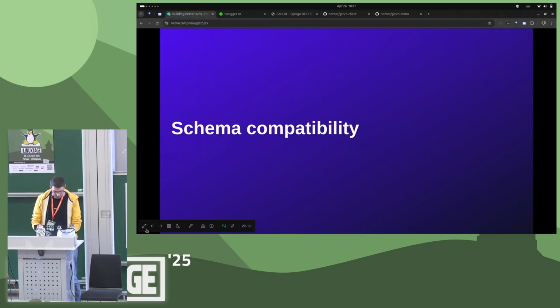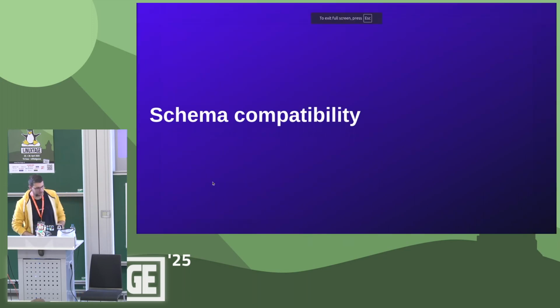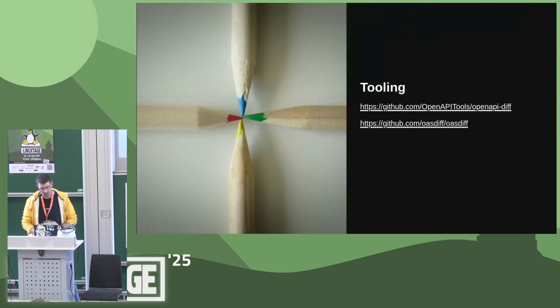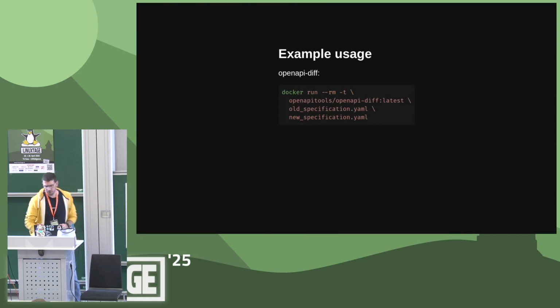Okay, then last but not least, we have schema compatibility. There are several tools that we can use for checking if our schema stays compatible. First one is OpenAPI Diff, which also comes from OpenAPI Tools, the team that is managing all those projects related to OpenAPI. There is also one other project that's worth mentioning. It's called OAS Diff.